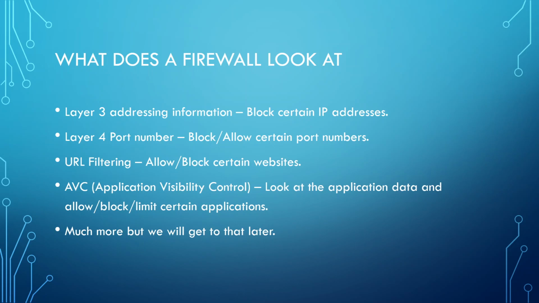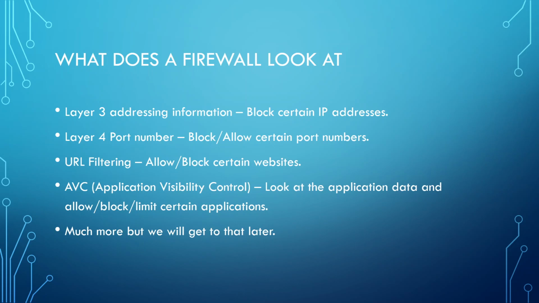We can use URL filtering. Again, we can block and allow certain websites. We can allow access to work websites, and maybe block Facebook and other websites that they shouldn't be accessing. Firewalls can also do something called application visibility control. They can look at the application data and allow, block, or limit certain applications. Now, firewalls can do much more than this, but in order to understand that, you need to understand more about the fundamentals of networking and get a better grasp of networking.